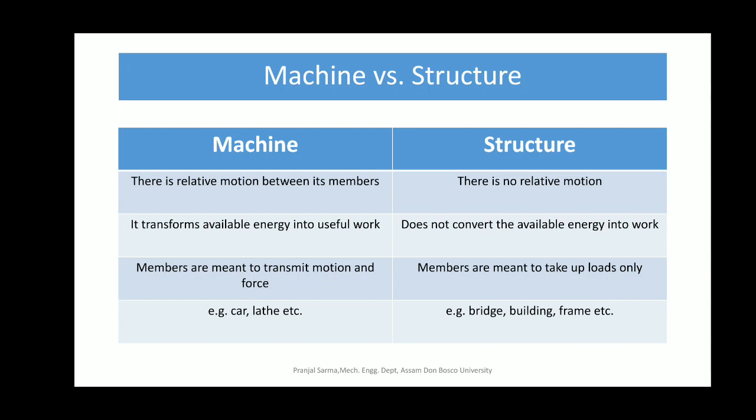Similarly, a machine transforms available energy into some useful work, but a structure doesn't do any conversion of energy into work. In a machine, the members are used for transmitting motion or forces, while in a structure all the members take up the loads acting on them. Examples of machines are a car or a lathe machine. Structures are bridges, buildings, etc., which are load-bearing elements.